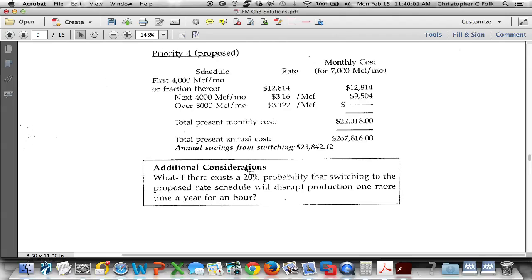So last, I want to make sure you think about what if. There exists a 20% possibility that switching to the proposed rate schedule will disrupt production one or more times a year for an hour. Will that one hour of loss of production make it worth saving the nearly $24,000 annually? That's a question that the management has to answer, and we as the energy managers have to make a case for whether we think it's a good idea or not.